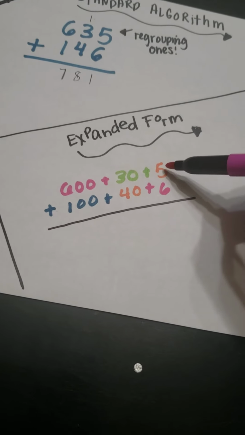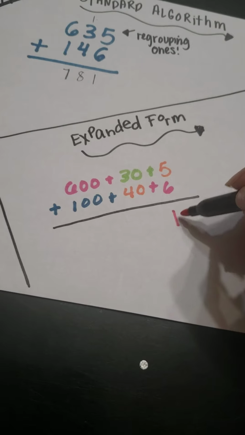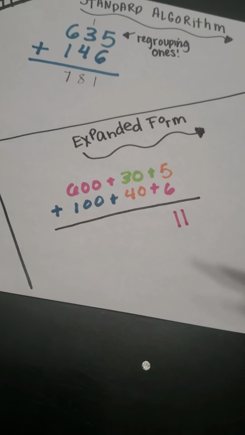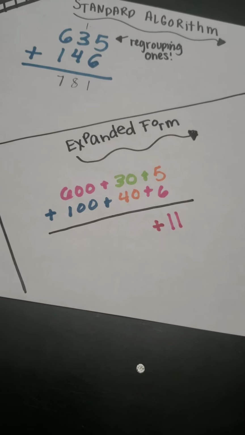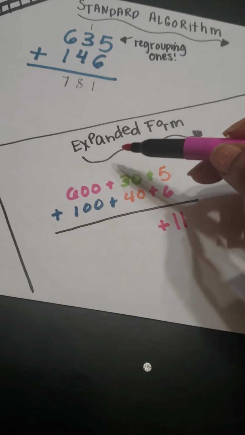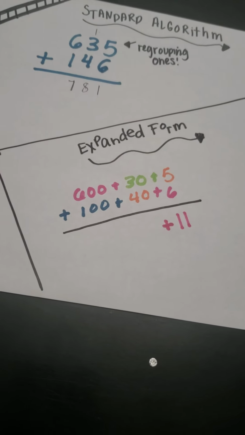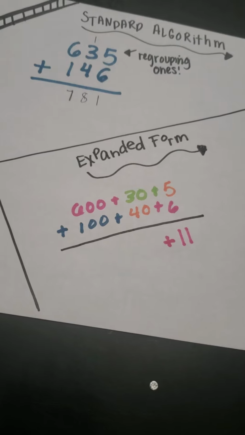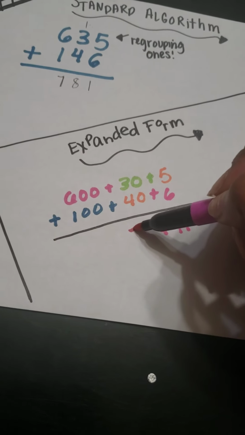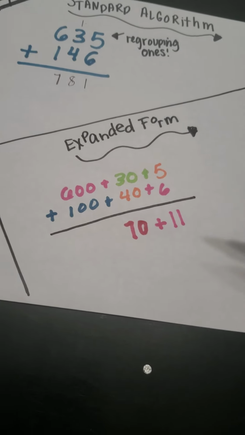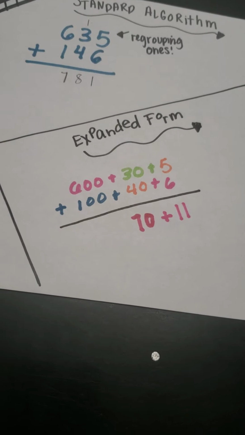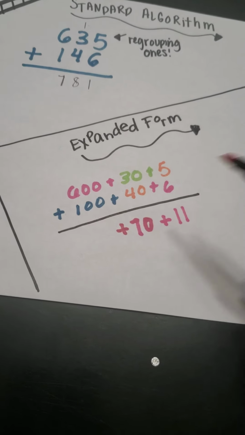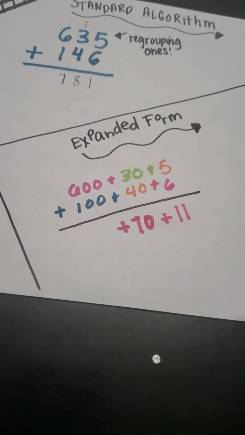add. So 5 plus 6 is 11, and for expanded form, we're going to go ahead and put 11 on the bottom line. 30 plus 40, well, if you don't know what 30 plus 40 is, you know what 3 plus 4 is. 3 plus 4 is 7, so I'm just going to bring my 0 down, add my 2 zeros, put another plus sign, and then 600 plus 100.